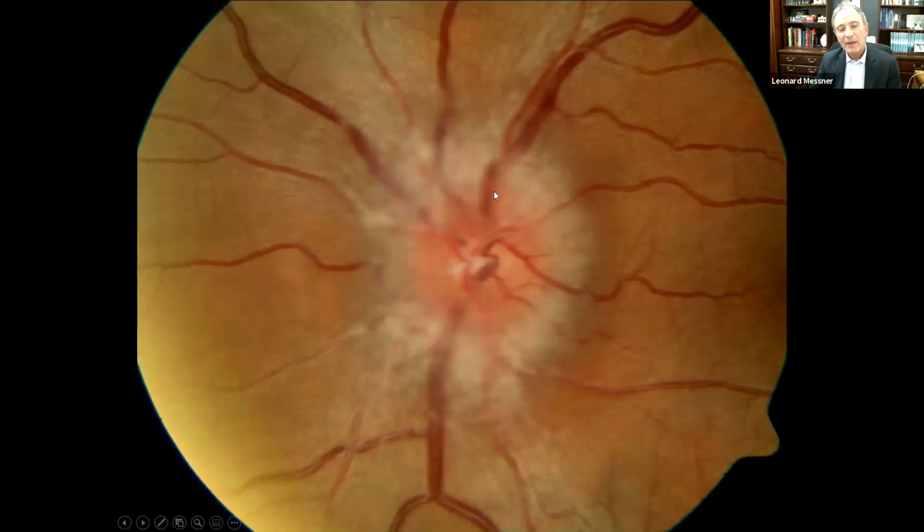I would say the good thing in looking at these optic nerves is the color. They're still pink. They're still well perfused. And of course, that's always heartening in the evaluation of a patient with any optic neuropathy.